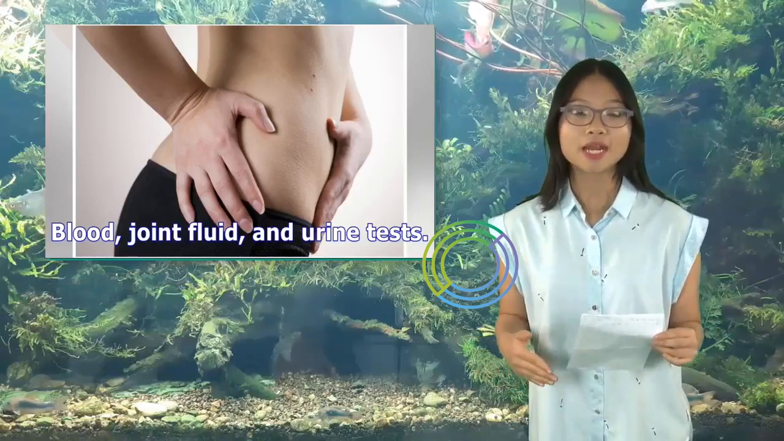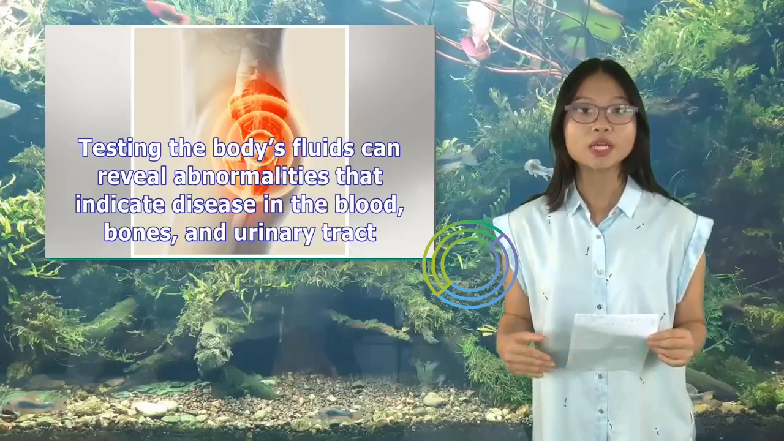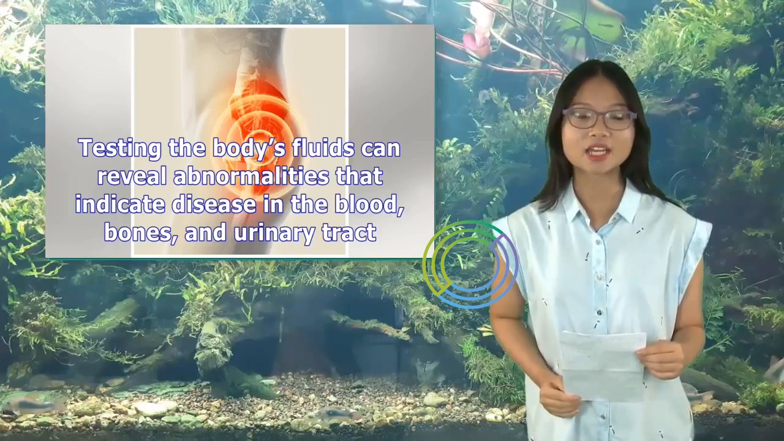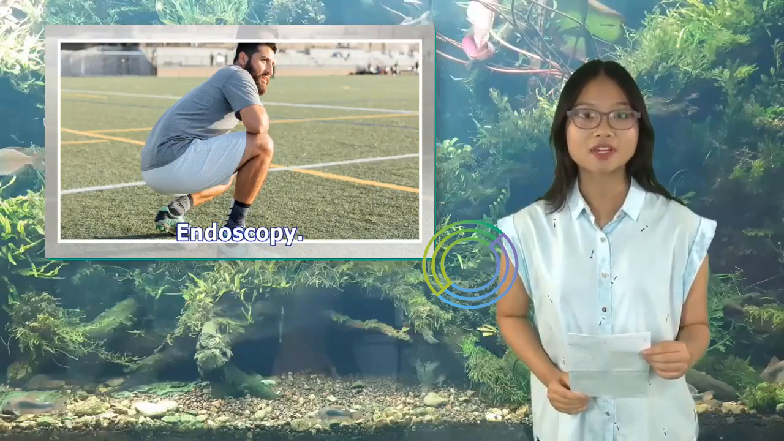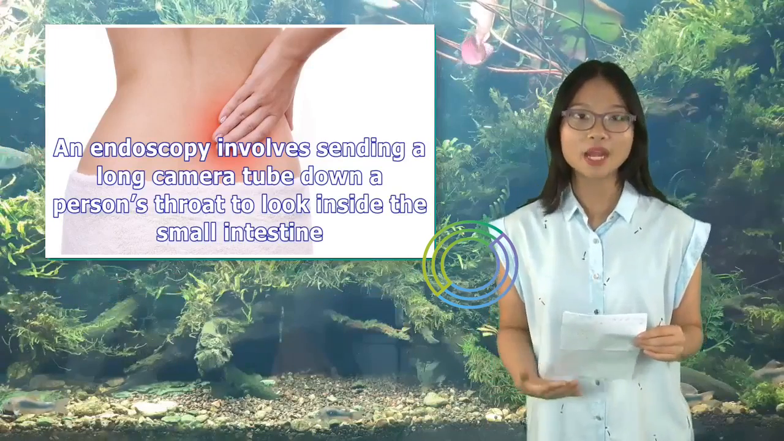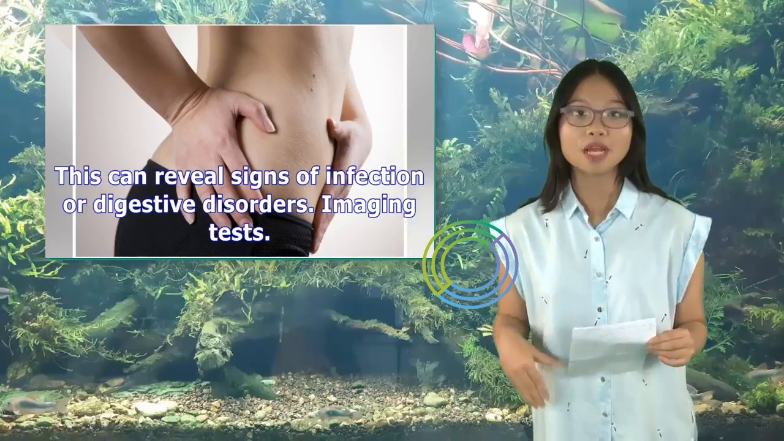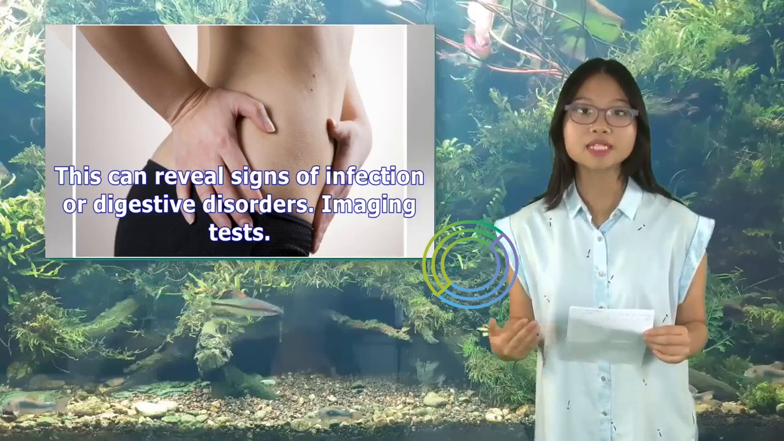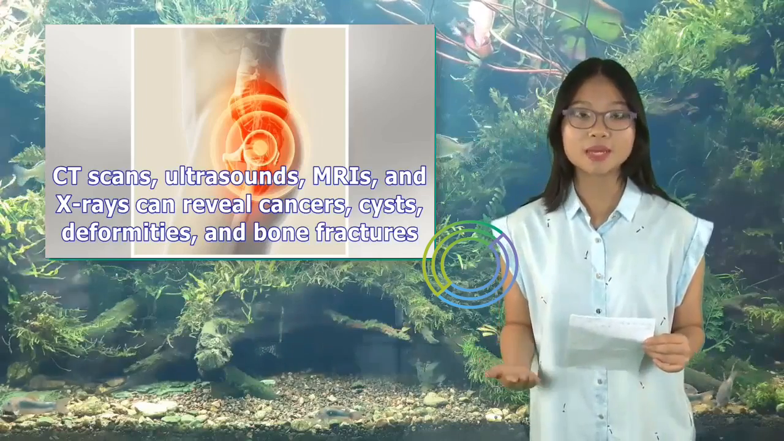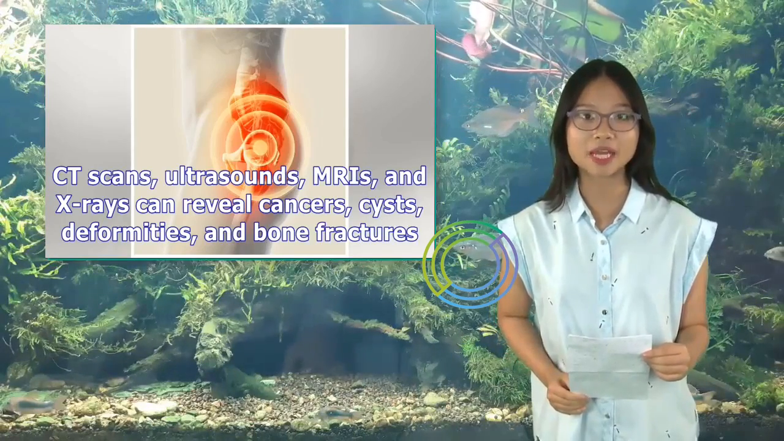Blood, joint fluid, and urine tests. Testing the body's fluids can reveal abnormalities that indicate disease in the blood, bones, and urinary tract. Endoscopy. An endoscopy involves sending a long camera tube down a person's throat to look inside the small intestine. This can reveal signs of infection or digestive disorders. Imaging tests. CT scans, ultrasounds, MRIs, and X-rays can reveal cancers, cysts, deformities, and bone fractures.